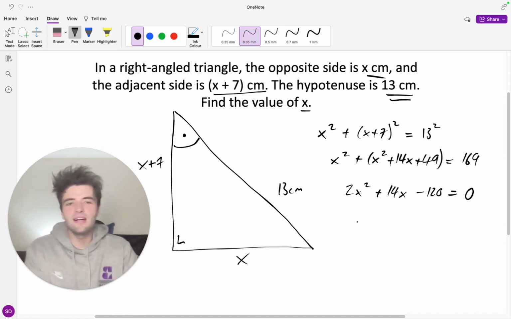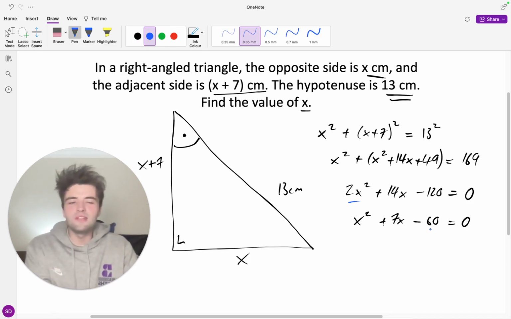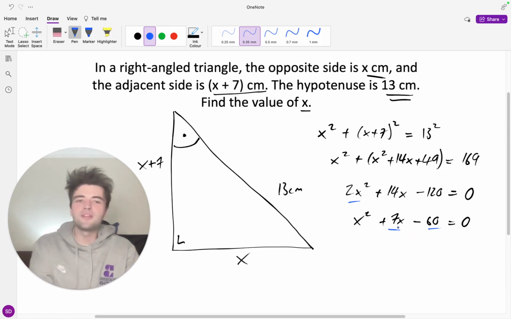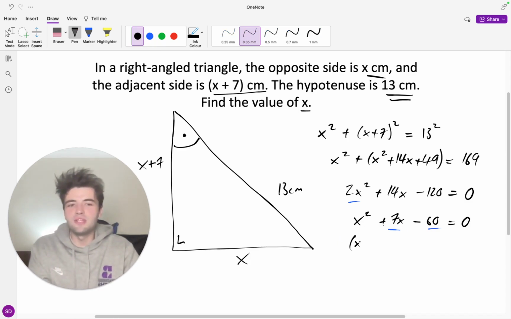And then now our next step is going to be to divide everywhere by 2, because we want to always try to get rid of the number in front of x squared if we can. And in this case we actually can, because all of our terms are divisible by 2. So we can simply divide across by 2 to get x squared plus 7x minus 60 is going to be equal to 0. And so now our job is going to be to look for factors of 60 which add up to plus 7, or sort of the difference between the two factors is going to be 7, and there actually are 2 in this case.